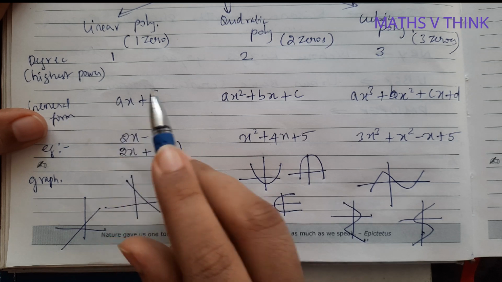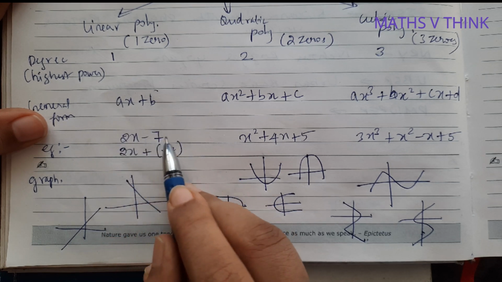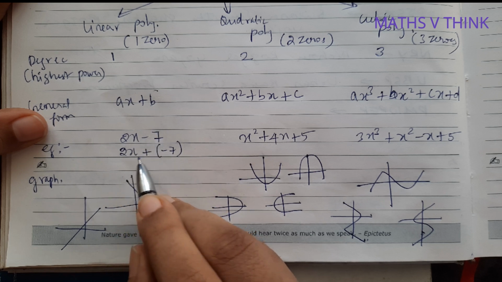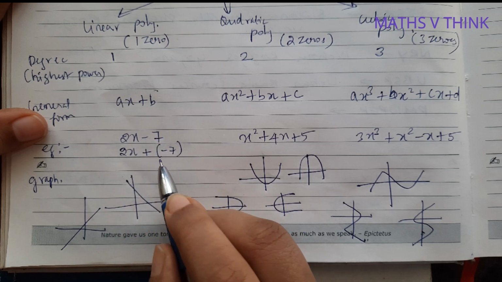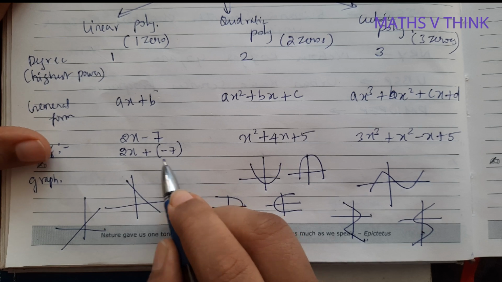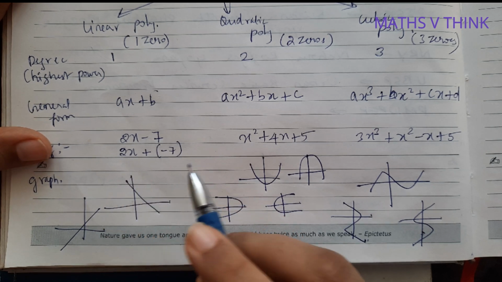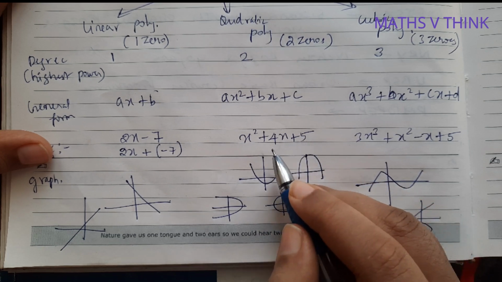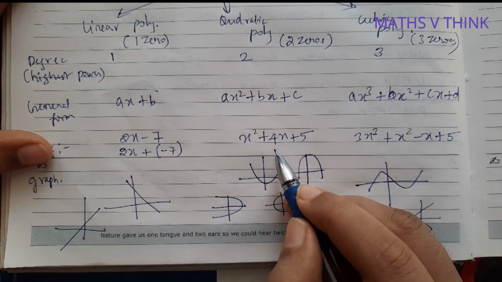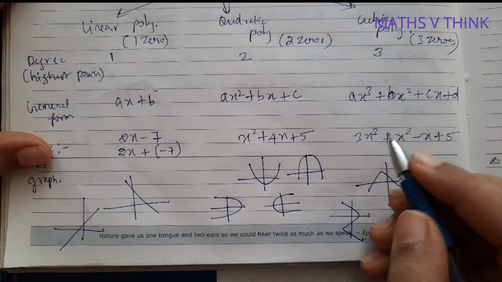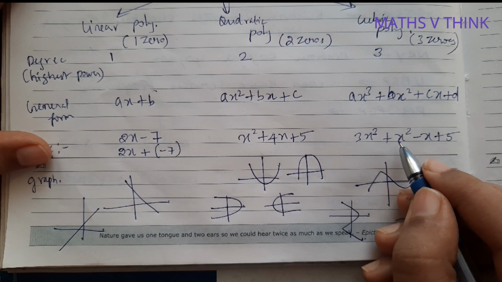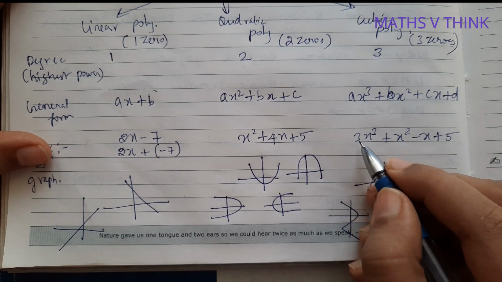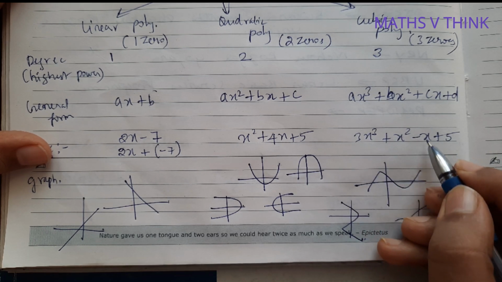Example of the linear polynomial: 2x minus 7. It is in the form of ax plus b, nothing but 2x plus bracket minus 7. Here minus 7 is the constant term and 2 is the coefficient. Same way for quadratic polynomial, x square plus 4x plus 5. 5 is the constant and 1 and 4 are the coefficients. Same way for the cubic, 3x cube plus x square minus x plus 5. 5 is the constant and the coefficients are 3, 1 and minus 1.